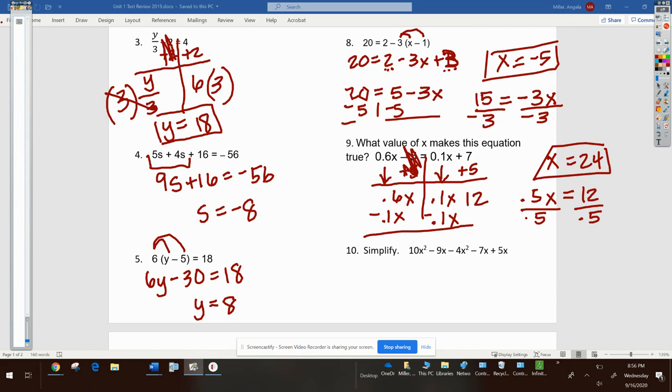All right, simplify. Let's remember that simplify does not mean solve. It just means combine like terms. So I'm going to look at my x squared here and here. And 10x squared minus 4x squared is going to give me 6x squared. Now, if I look at what else I can combine, this negative 9x, this negative 7x, and this positive 5x. I'll put all those together. That's going to give me a negative 11x, and that is your answer.